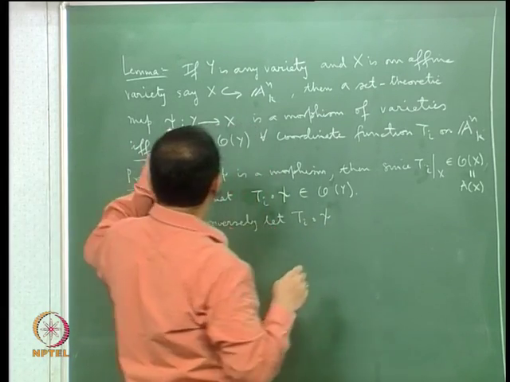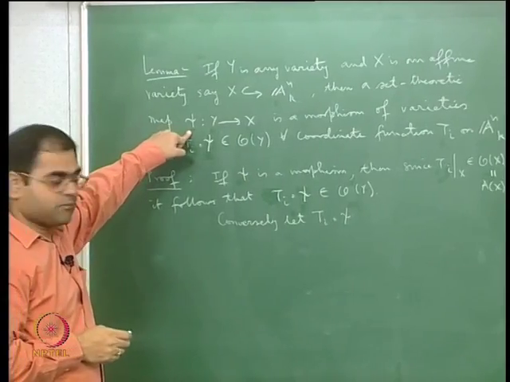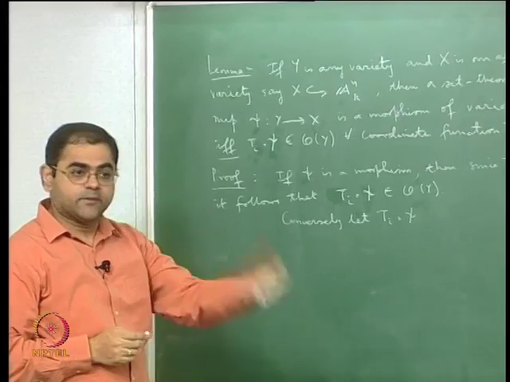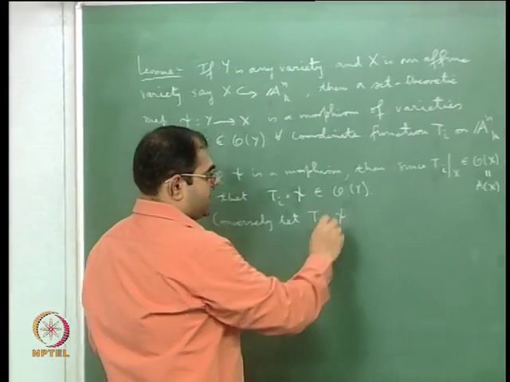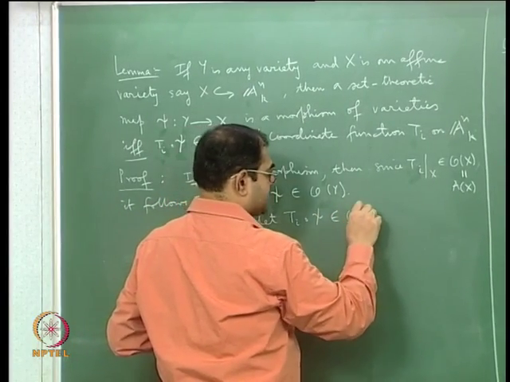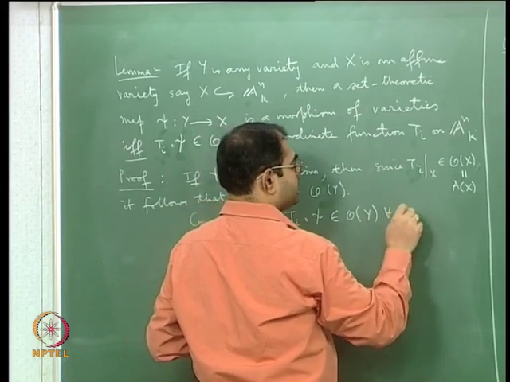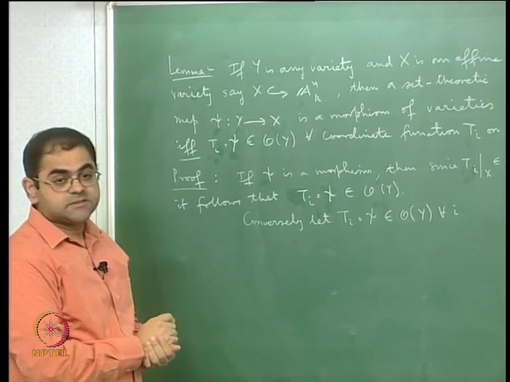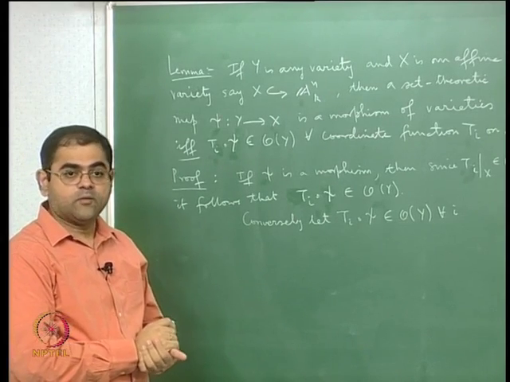Conversely, assume that psi is just a set theoretic map with this property that it pulls back coordinate functions on the target affine variety into regular functions. That is, T_i circle psi is in O_Y for all i. Suppose this holds, then I will have to show that psi is a morphism. Now how do I show that psi is a morphism?